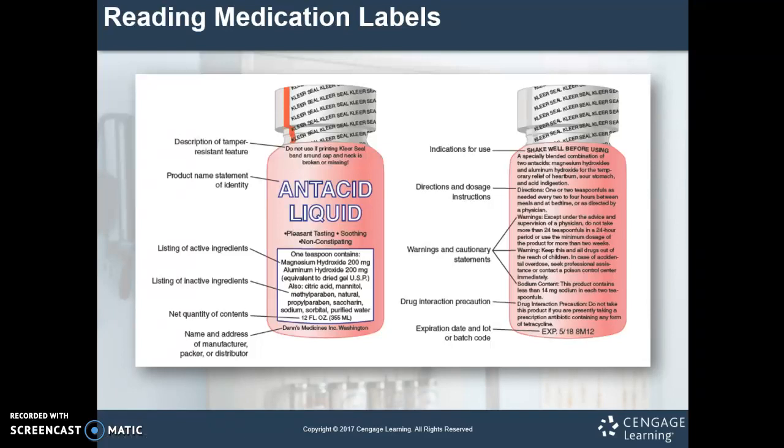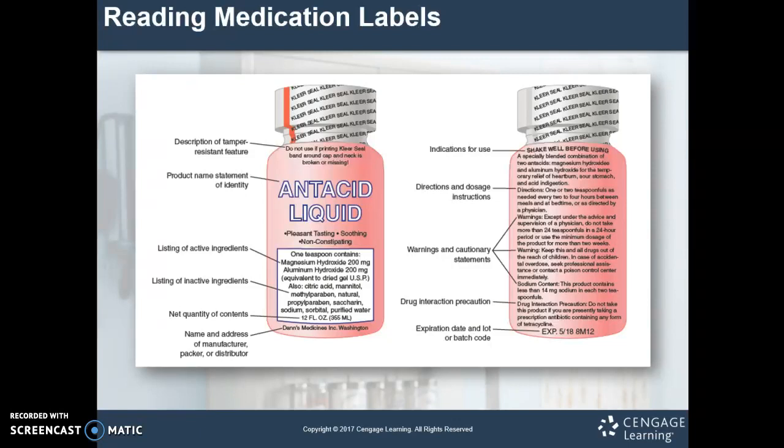So reading a label. If any of you are parents, you've probably read a few labels in your life giving your kids medications. So just to go over each of the parts of the label, right? We've got that tamper-resistant seal up top. All bottles should hopefully come with that, some way to determine that it hasn't been tampered with. The product name, statement of identity, in this case antacid liquid, a listing of all the active ingredients as well as the inactive ingredients, which are usually just fillers or dissolvers.